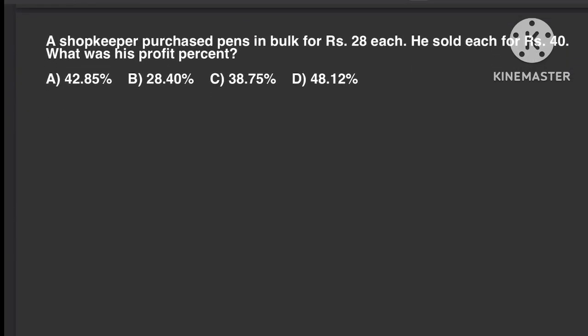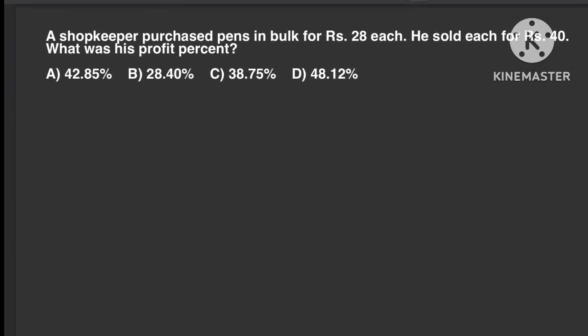Next question we have, a shopkeeper purchased pens in bulk for 28 rupees each. He sold each for rupees 40. What was his profit percent?